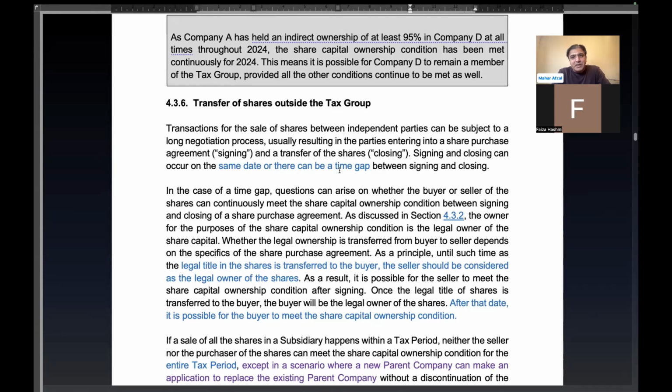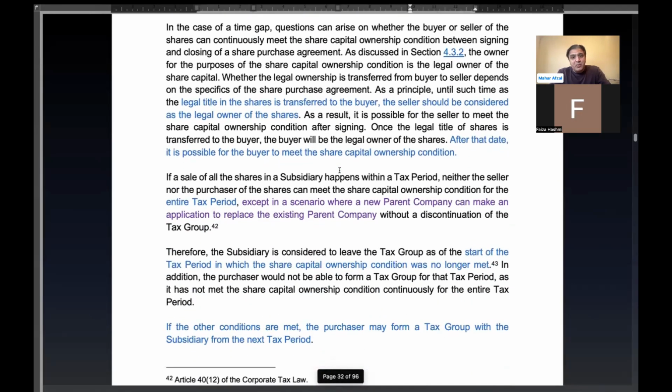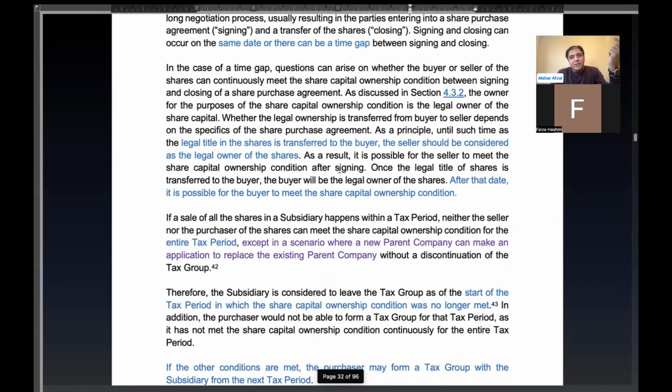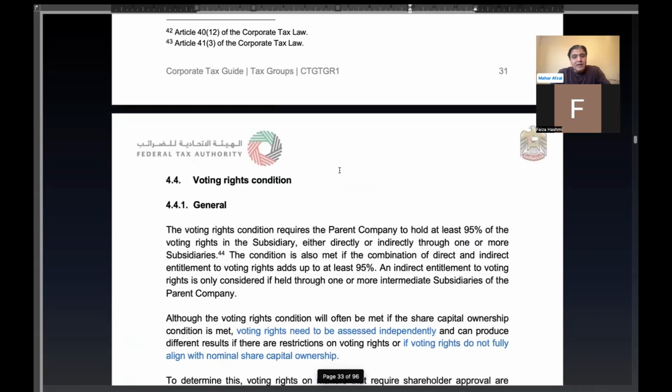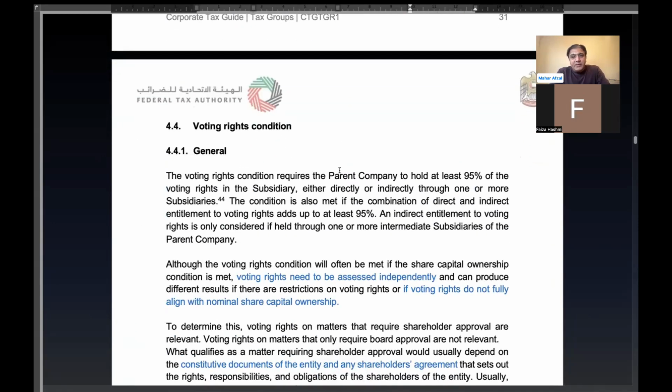Even if one company is leaving, the group will remain there. If two companies are leaving, the group will remain there. If there were only two companies and one is leaving, selling the shares out of the group, then the group will no more exist. We need to go through this in detail. So if one company leaves, selling shares out of the group, and the 95% condition is not met, that company will be considered out of the tax group from the start of the respective tax period. This will be considered when the ownership of the shares is transferred. Voting rights, 95% voting rights.